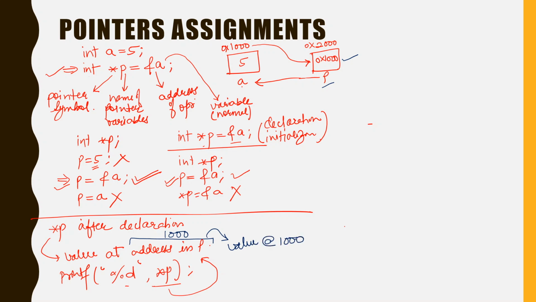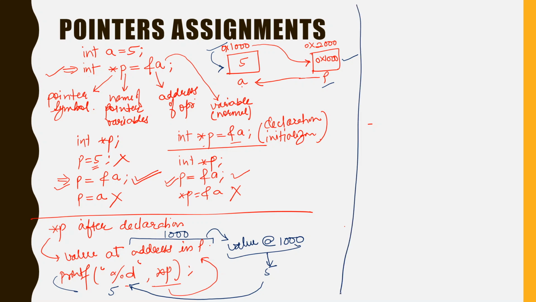Now what is the value at 1000? This is 1000, and the value at 1000 is this 5. So this will get resolved as 5. Now this 5 will be printed as an integer, because actually this is an integer. That is why we took %d here, and the output of this statement would be 5. So this is how it performs.